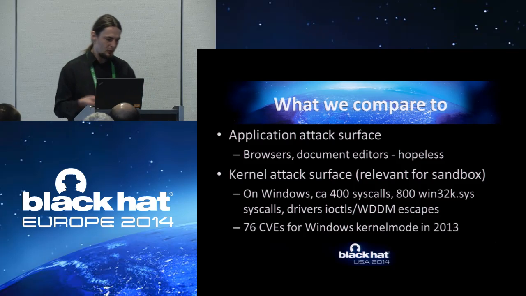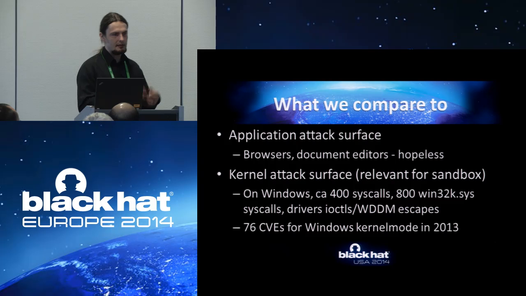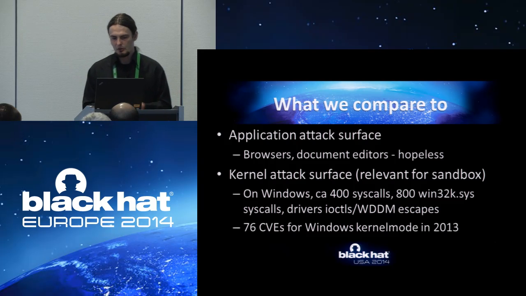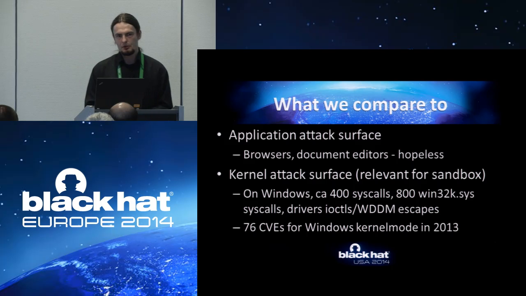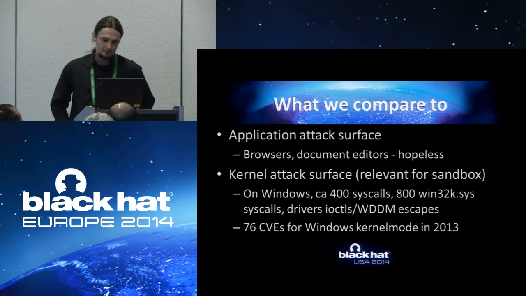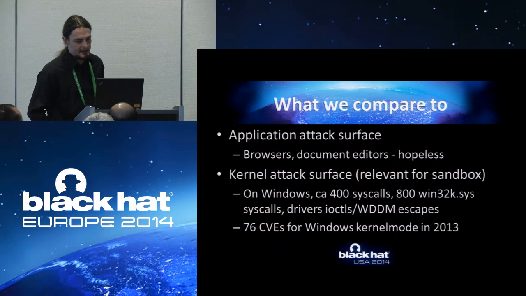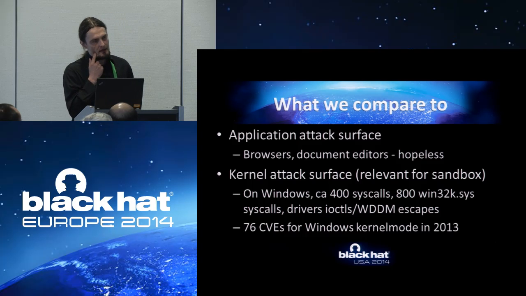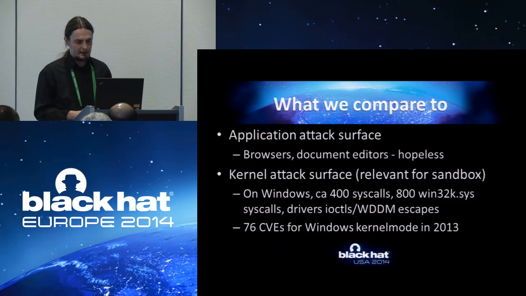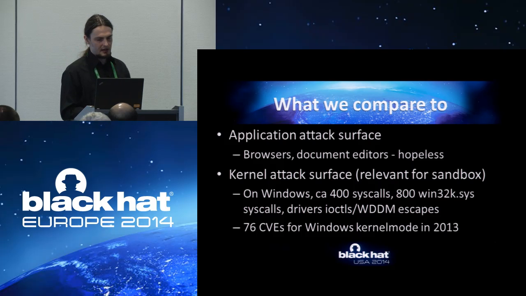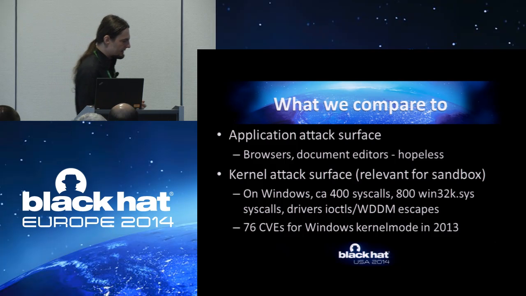Because again, even if you run in a sandbox, if you can launch a kernel exploit and get execution in the context of the kernel, you can do anything you want. And the problem with this is, at least on Windows, the kernel attack surface is huge, right? And we're mostly interested in Windows. So you have 400 system calls, 800 Win32k system calls, and other things like driver IOCTLs or WDDM escapes to graphic drivers. So that is a really huge attack surface, and the obvious result is that, for instance, the previous year there were 76 different CVE items allocated for problems in Windows kernel mode. So that's a really huge attack surface, and the problems happen, right?